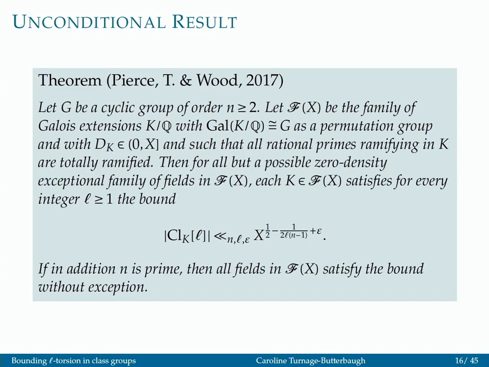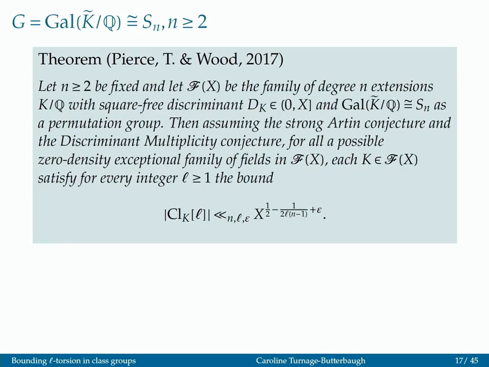Yeah, so we do have qualitative and quantitative versions of these theorems. And so we'll be able to say what the size of that family looks like. Okay, so if we have Sn, then the statement setup is similar. The way that we define our family is that we'll restrict to K with square-free discriminants. This is actually a condition on the tamely ramified primes, but we can state it in this way.